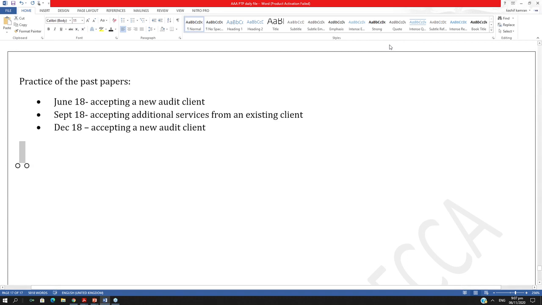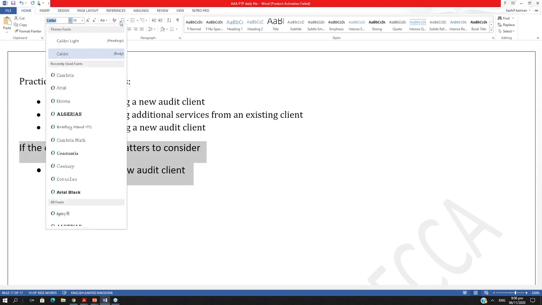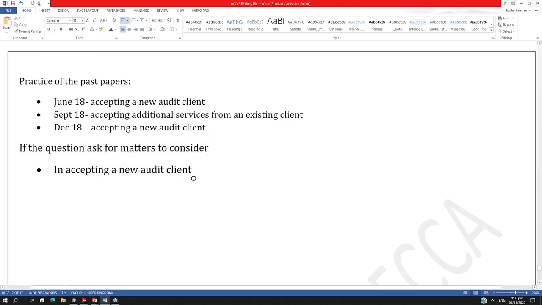Okay, now how to go about the marking schemes. If the question asks for matters to consider in accepting a new audit client, that's number 1. And if the question asks for matters to consider in accepting additional services from an existing client, the marking scheme will vary. If you do the old papers, you will get distracted by the marking scheme.